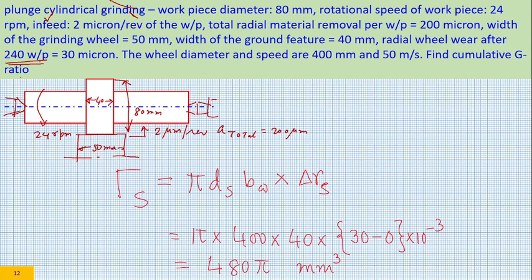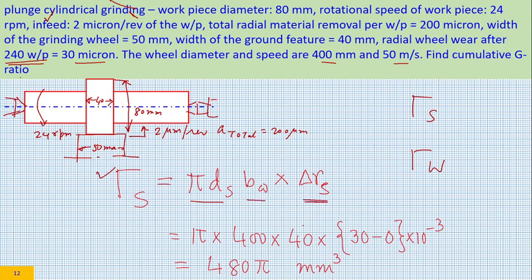So after you grind 250 workpieces, it becomes 30 micron. The diameter of the grinding wheel and the rotation and the speed are given. You have to find out cumulative G. For finding cumulative G, you have to find gamma S and gamma W, and take the ratio gamma W by gamma S. So first let us do gamma S. Gamma S is pi ds into BW into delta RS.